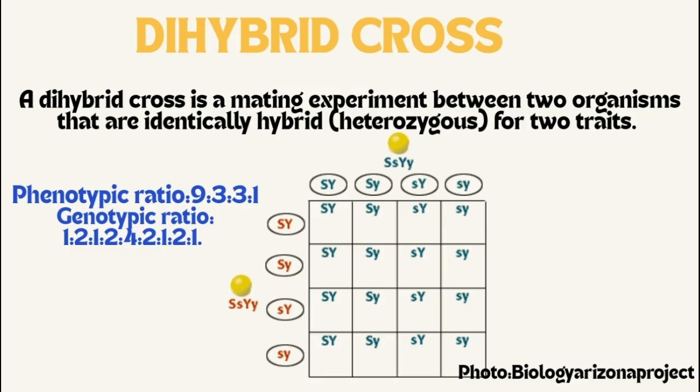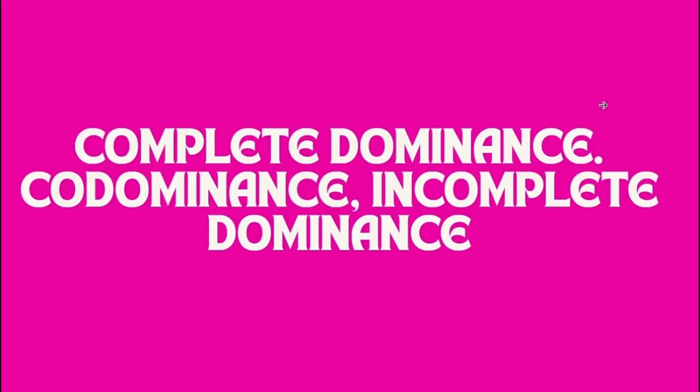And the phenotypic ratio is going to be 9 to 3 to 3 to 1. For the genotypic ratio, you're going to end up with 1 to 2 to 1 to 2 to 4 to 2 to 1 to 2 to 1, right? So this is what is expected at the end of the day for the dihybrid. Anyway, so then you have complete dominance, codominance, incomplete dominance, right? So you have that at the end of the day.